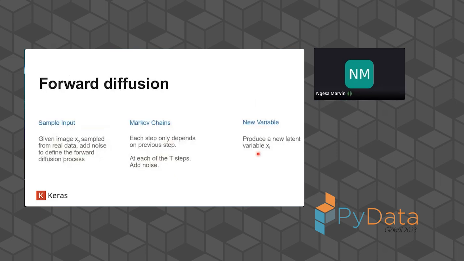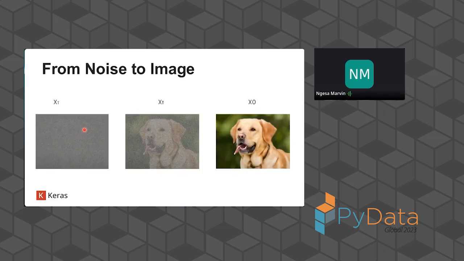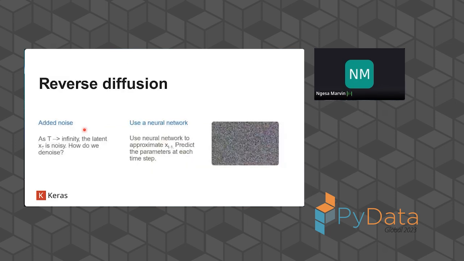This is something we call forward diffusion, where you have a sample image, and through a series of steps, like Markov chain steps, you add noise at each of those steps. At the end of it, you have a new variable. Then you can also move from noise to a new image, where you have an image with noise, and through a series of steps, you come up with a new image. This is called a reverse process, or reverse diffusion.